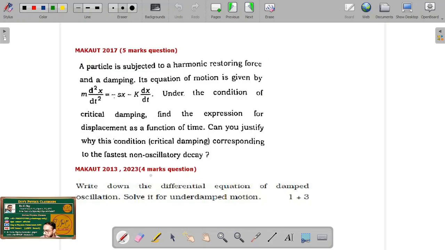So in 2013 and 2023, a 4 marks question came on a similar topic. That is, write down the differential equation of damped oscillation and solve it for underdamped motion. So for underdamped motion, you have to solve and write down the equation of motion.